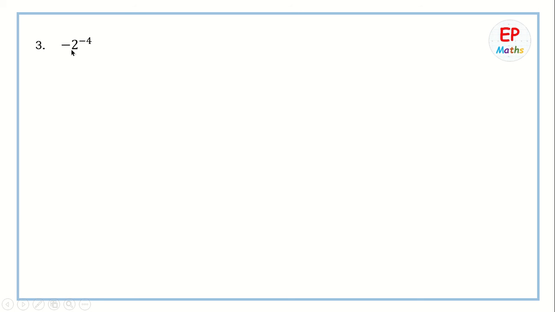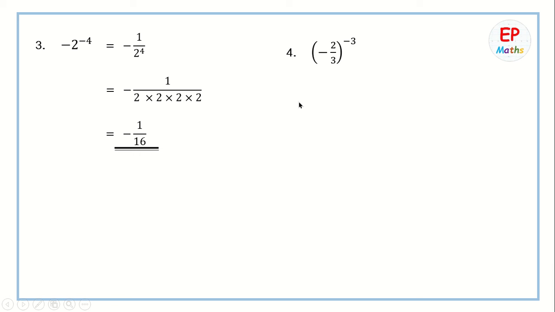We have negative 2 to the power of negative 4. So this will be negative 1 out of 2 to the power of 4. So this will be negative 1 out of 2 times 2 times 2 times 2. This will be negative 1 out of 16. We look at part 4.